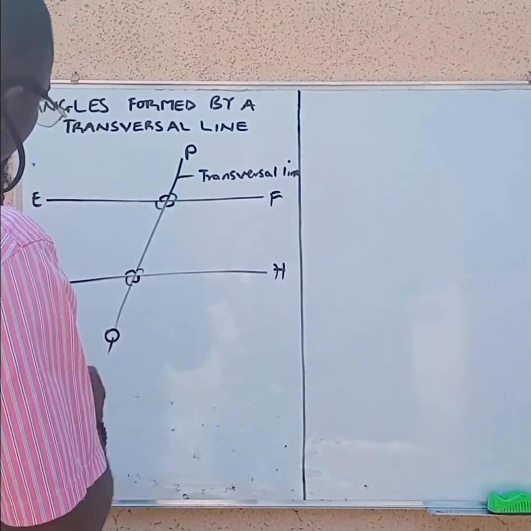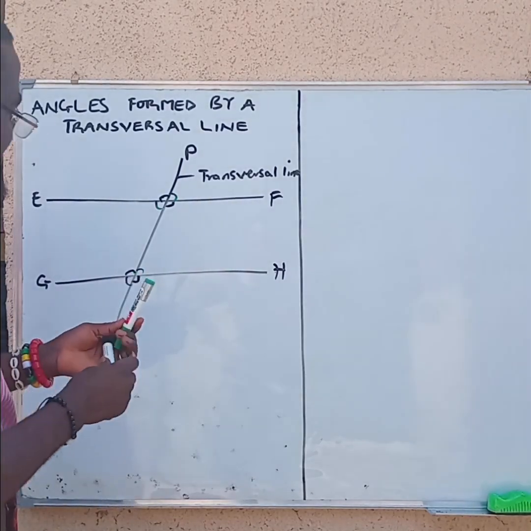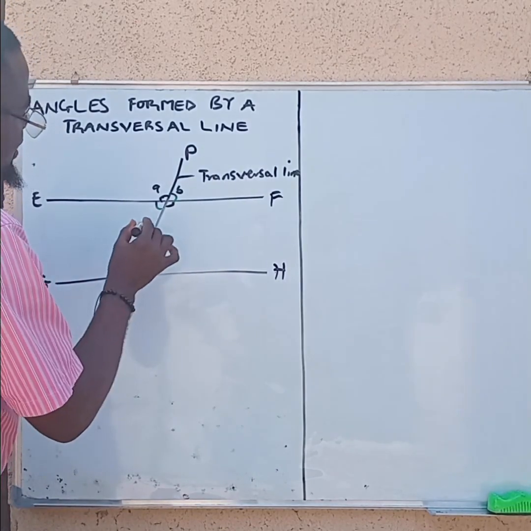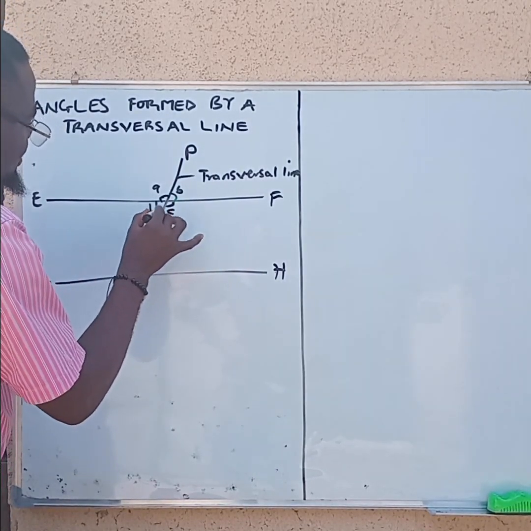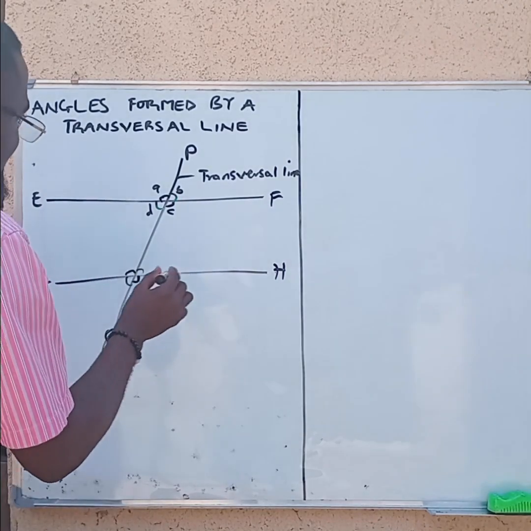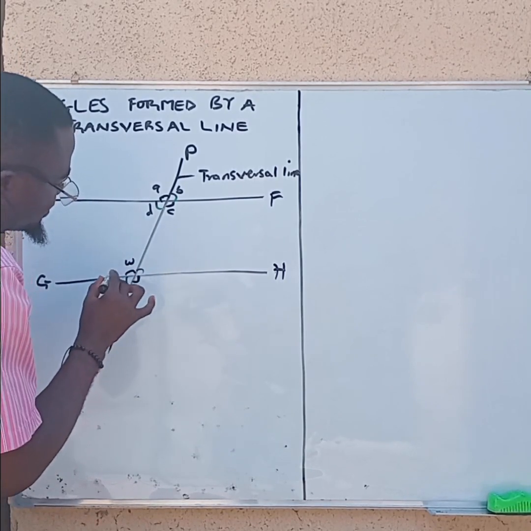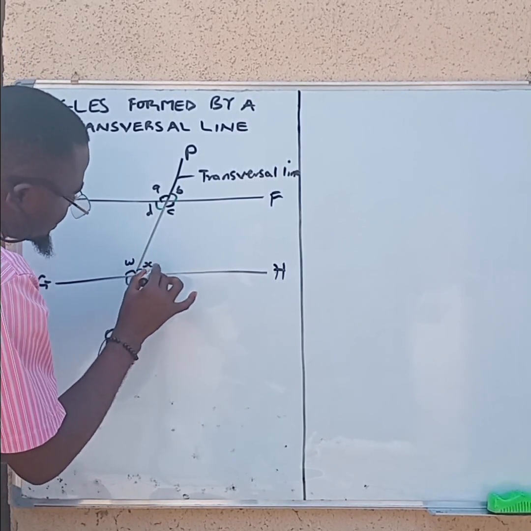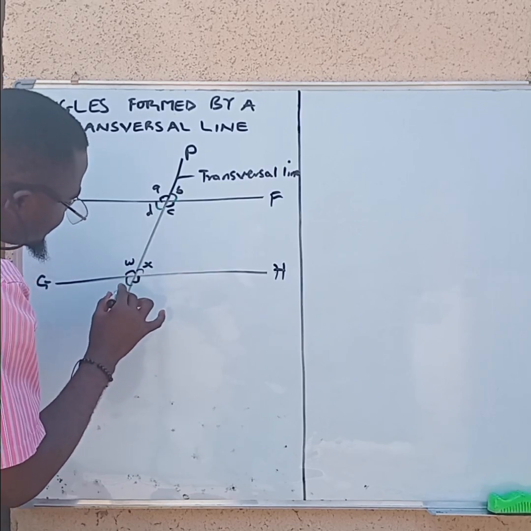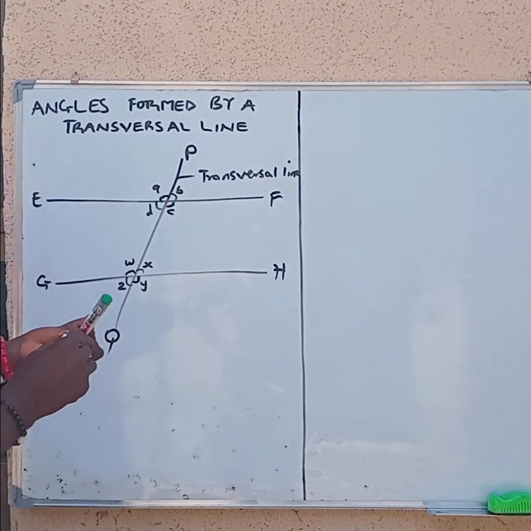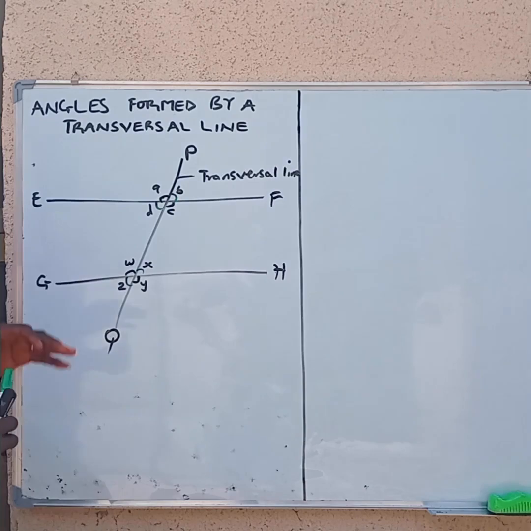Now, if we have it like this, we can say that this is A, B, C, D. And this we can say is W, X, Z, Y, as the case may be. Now, these are the angles.